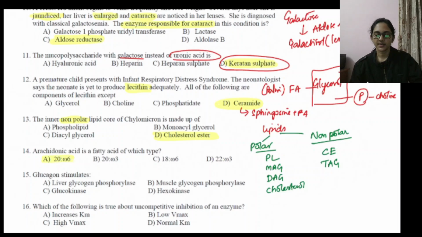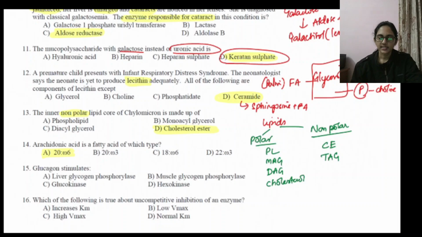Yes, 20 carbons and omega-6 fatty acid. Glucagon stimulates. What are the four enzymes they have given? Do you think it's glucokinase, hexokinase? No, they both are enzymes of your glycolysis, right? So they are not stimulated by glucagon, they are stimulated by insulin, right?